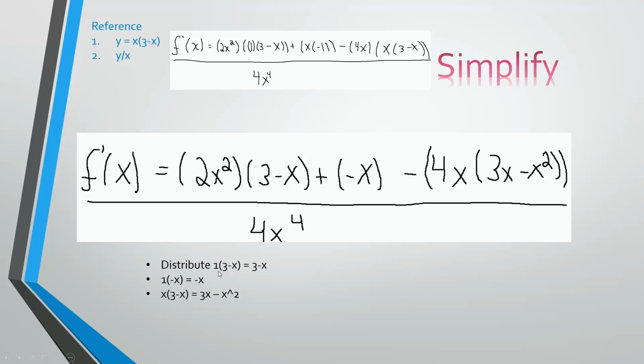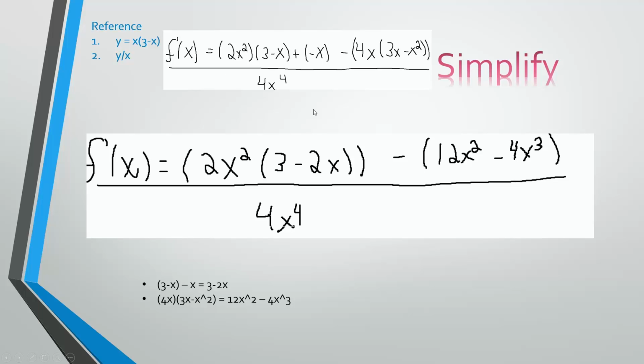Now let's distribute 1 times 3 minus x. Very, very simple. 3 minus x. Let's also distribute the 1 to the negative x, which just makes it negative x. Let's distribute over here because the 4x is actually by itself in parentheses, so we have to solve this one first. X times 3 minus x. So that just becomes 3x minus x squared. And once again, that whole quantity is divided by g of x squared, which is 4x to the fourth.